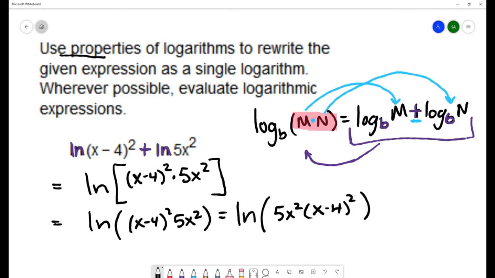The directions do say to evaluate when possible. I don't really see a ton of things that we can do to simplify here. We could multiply the squared out and use the distributive property, but I think this is much cleaner in the factored form. So I'm going to leave it as is. So we applied the product rule to condense to a single logarithm to get an answer of natural log of 5x squared times (x minus 4) squared.